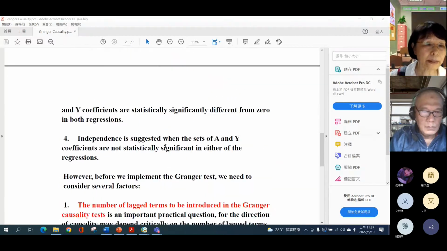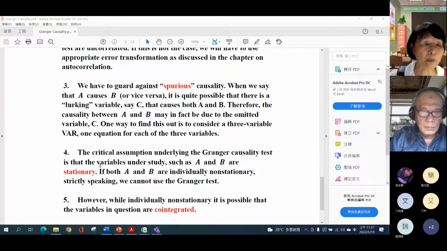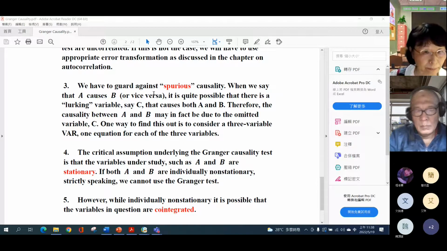Okay, so this is number 3 here. And number 4 is related to number 3. We say that the critical assumption underlying the Granger causality test is that the variables under study, such as A and B, are stationary. Again, this is another term we haven't learned yet, and we'll cover it in section 12.5. And this stationarity is related to spurious regression.